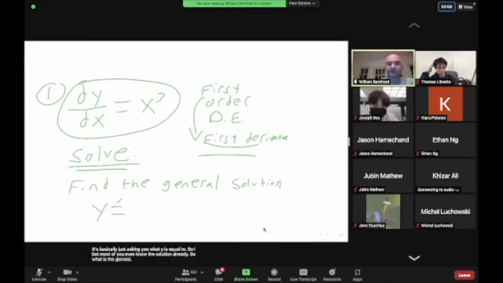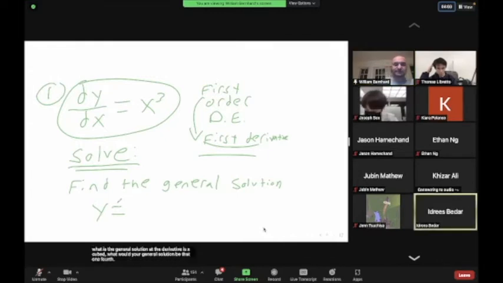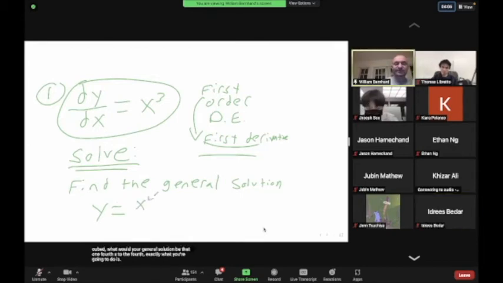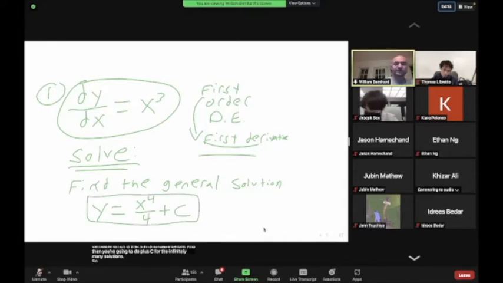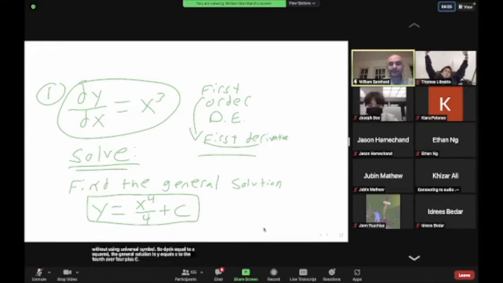So what is the general solution? If the derivative is x cubed, what would your general solution be? Is it 1/4 x to the fourth? Exactly. All you're going to do is find the antiderivative, which is x to the fourth over 4. And then you're going to do plus c for the infinitely many solutions. So at first glance, this is just integration, but without using the integral symbol. So dy/dx is equal to x cubed. The general solution is y equals x to the fourth over 4 plus c. So again, all I did was give you a differential equation, and you're finding the antiderivative.